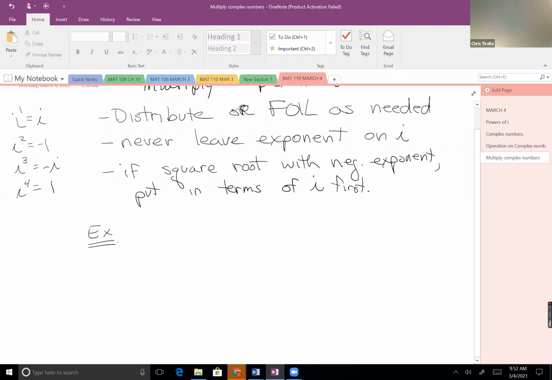Let's first take the product of two purely imaginary numbers. If I have 5i times 7i, well, there's no addition or subtraction here. There's no need to distribute or FOIL. I'm going to just multiply. 5 times 7 would give me 35. i times i is i squared. But I have to remember that i squared is negative 1. So here my answer is negative 35.